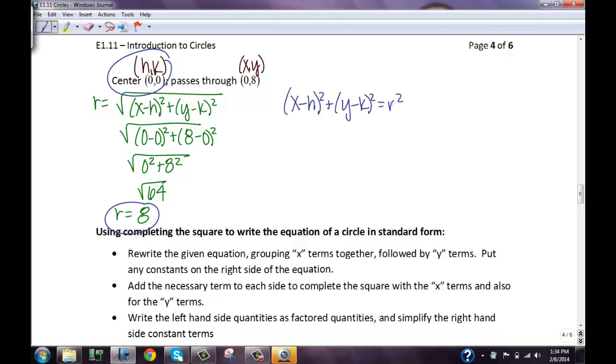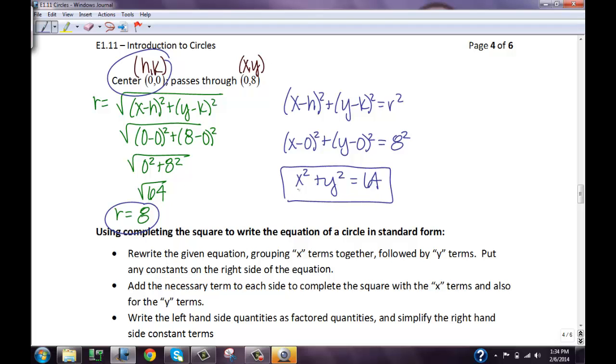Okay. So I get x minus my h, which is 0, quantity squared, plus y minus my k, which is 0, quantity squared, equals my radius, which is 8 squared. So I end up with x squared plus y squared equals 64. And I just leave it like that.